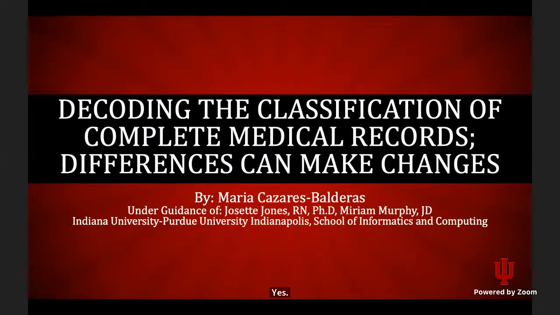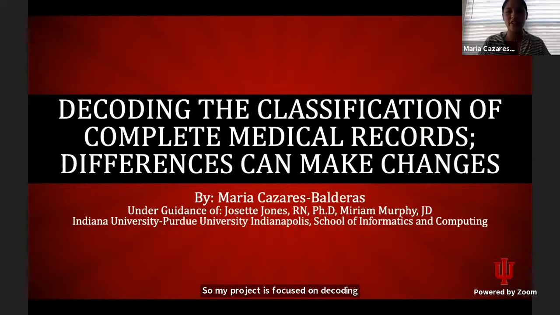So my project is focused on decoding the classification of complete medical records. Differences can make changes.